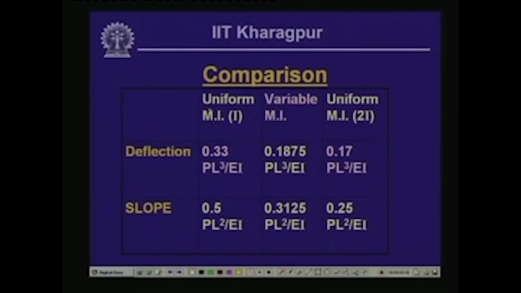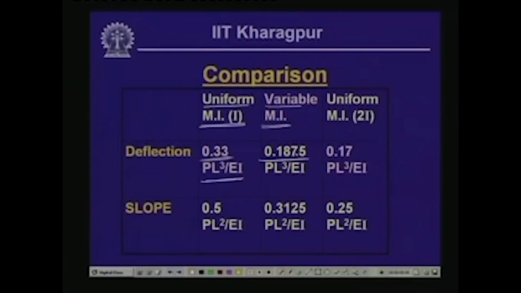Now, you see that when you have a uniform moment of inertia I throughout, the value of the deflection was PL cube by 3 EI, which is 0.33 times PL cube by EI. Now, when we have variable moment of inertia, where over half the length you have twice I, and for the rest of the half you have moment of inertia as I, then the deflection at the tip comes as 0.1875 PL cube by EI. So, you see that the value changes drastically from 0.33 to 0.1875. The change is of the order of around 43 to 44%.